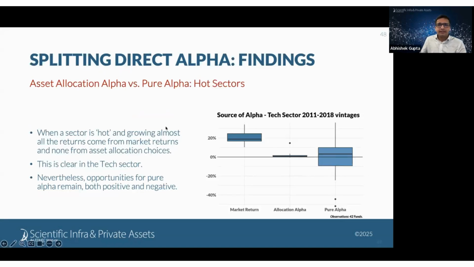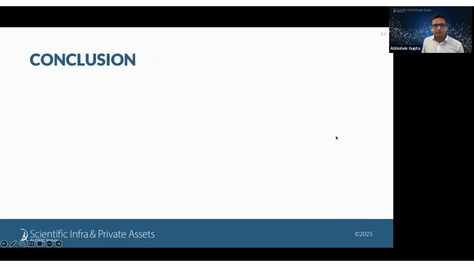Second important finding is if we look at certain hot sectors, here I've taken the example of the tech sector. When a sector is hot and growing, almost all the return is market return, so allocation alpha is close to zero and pure alpha is not too high. Most of the return of tech funds is generated by market return because the whole sector is growing and it's hot right now. So that takes priority. But there are still opportunities. If you see pure alpha again, there is very wide dispersion. So there are still opportunities to pick good deals and generate alpha within that sector as well.